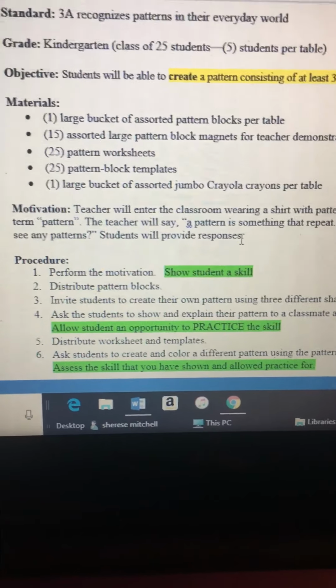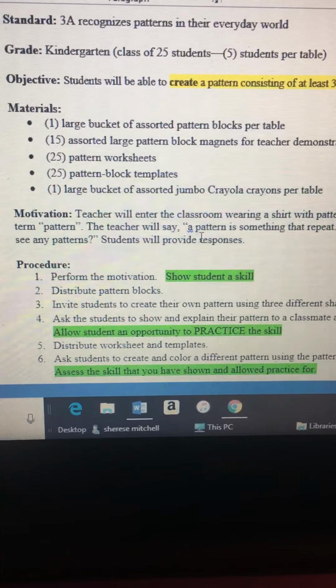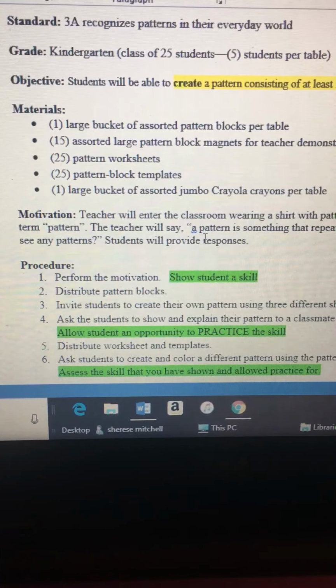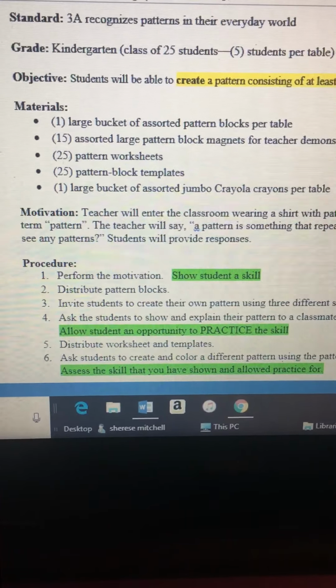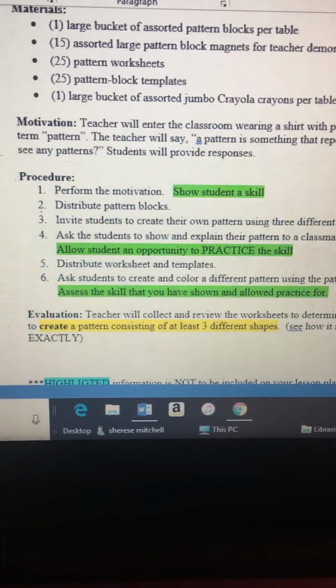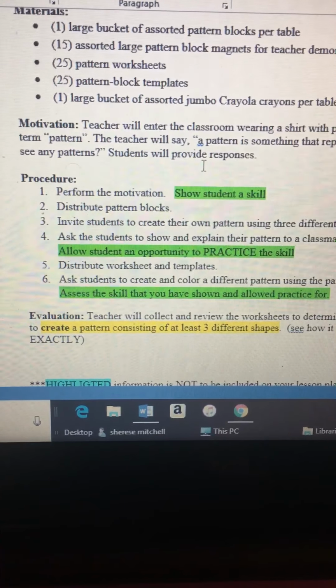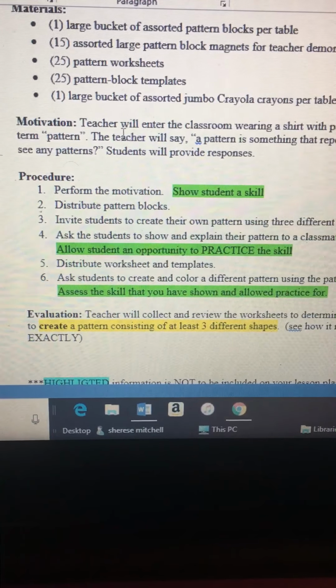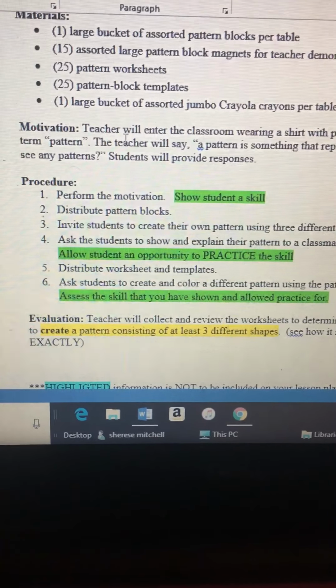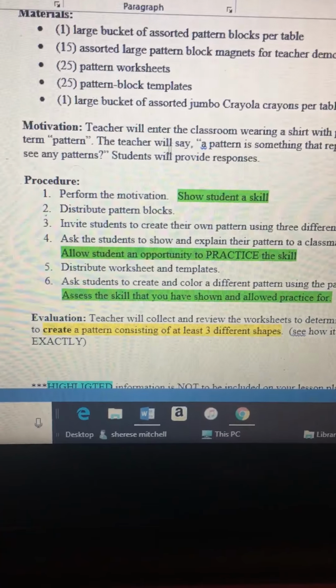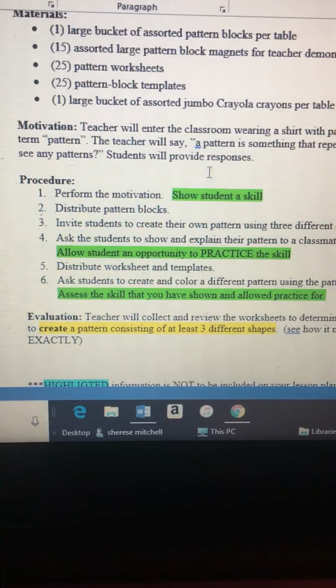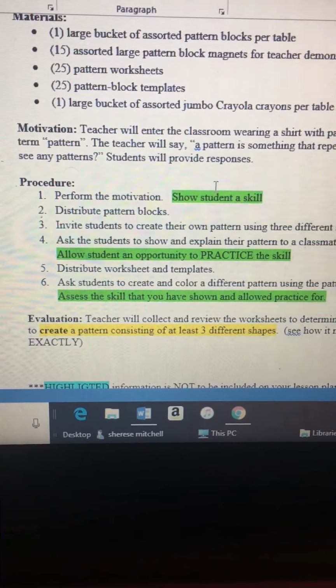The next thing is the motivation. The motivation is what is the teacher going to do to hook the students onto that lesson? They're showing them a skill. In the motivation, you show a skill. And you always put teacher will as opposed to I will. All right? What is the teacher going to do to get the students excited about the lesson and show the skill that they're going to be practicing?